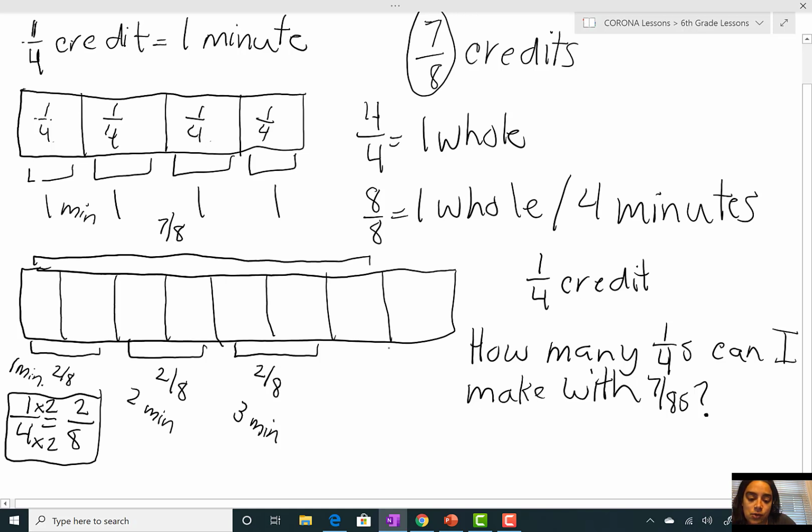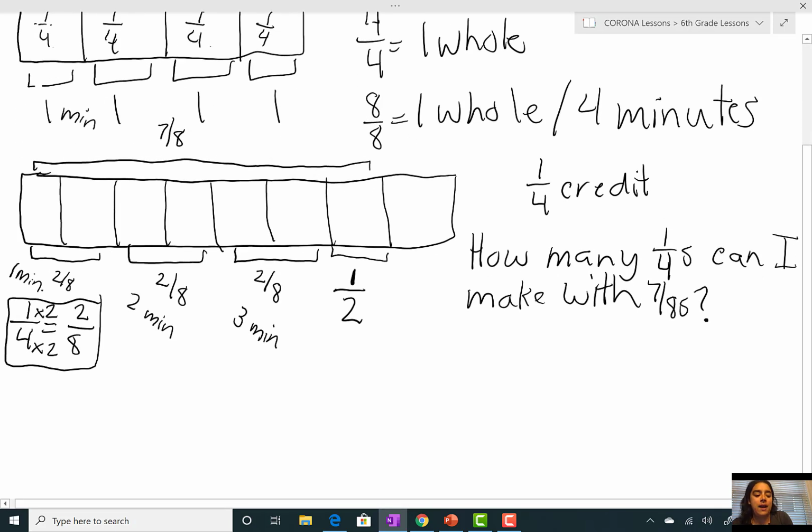But now I have this extra piece. So I'm asking myself, what does this extra piece want to do? And I'm thinking, well, I'm counting off by groups of 2/8 or groups of 2. 2 pieces equals 1/4 credit, which is 1 minute. So I have one extra piece left. So this piece is worth 1/2 because it's one out of the 2 pieces that I'm counting by. So how many minutes can she play? She can play for 3.5 minutes.